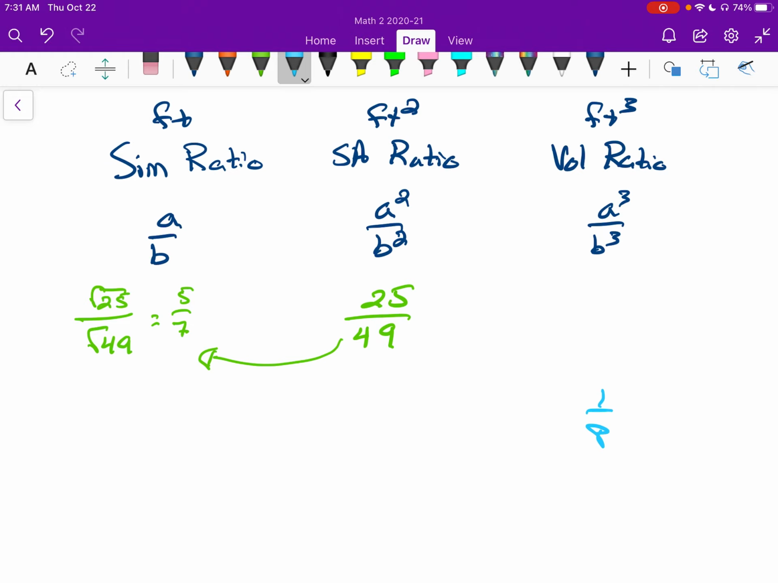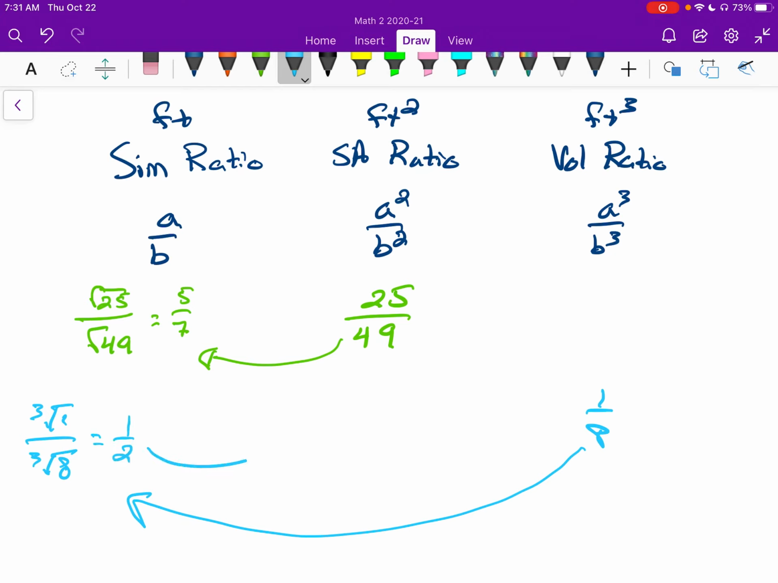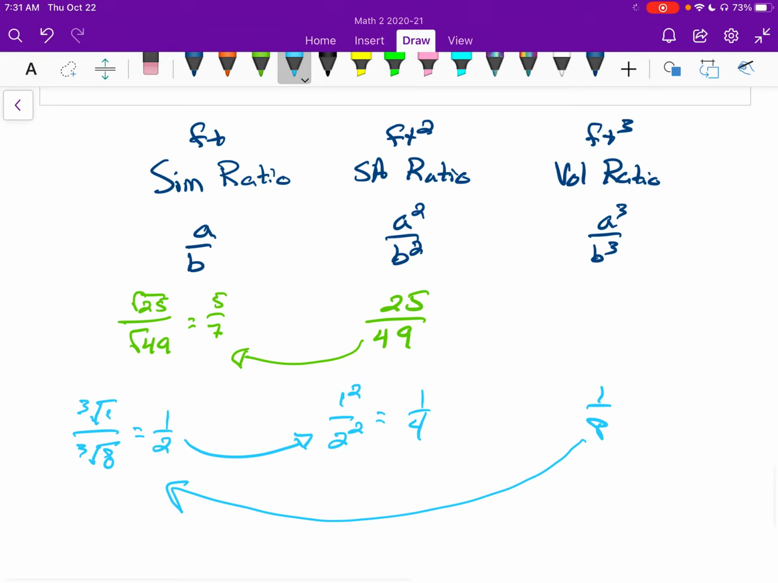If you want the surface area ratio, first you'll need to go over here. And you'll say, well, the cube root of 1 over the cube root of 8, that's 1 over 2. And then the surface area ratio is going to be 1 squared over 2 squared, 1 over 4. There's not a good way to go straight from volume to surface area. You'll have to go to the similarity ratio first. All right, so this idea here will be useful on the worksheet. All right, that's all.